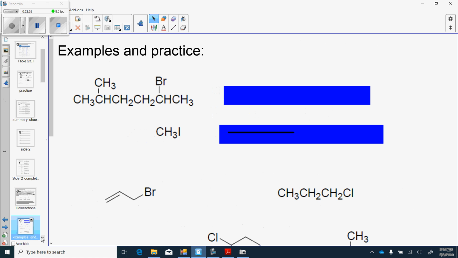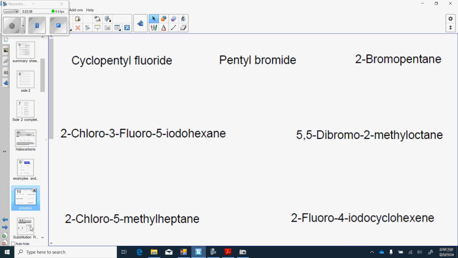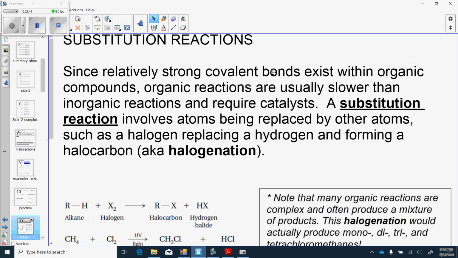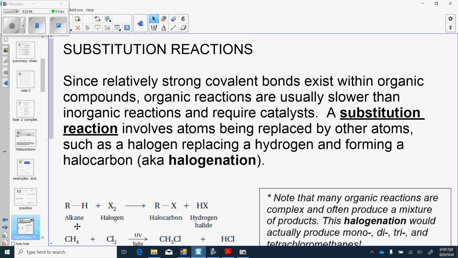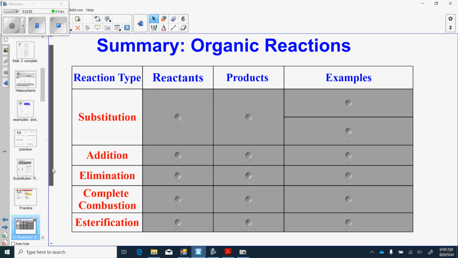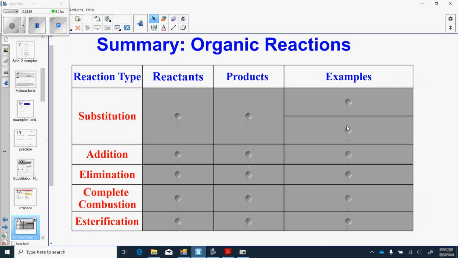And I've put some here for you to practice, so you can come back and practice those, but you've been working with those already. The last thing I want to talk about here is our first reaction. I said we were going to do 5 reactions, and we are. Here is a summary table that we'll come back and keep looking at. So we'll fill in the top row today with substitution.